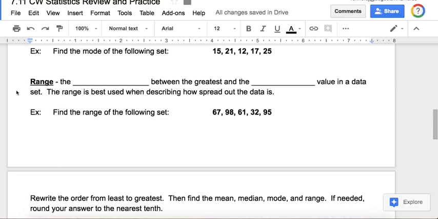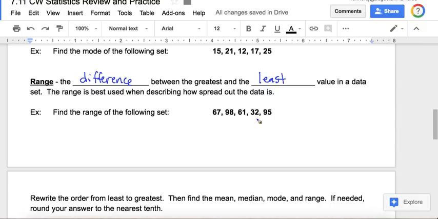And we have the range. So the range is the difference between the greatest and the least value in the data set. So that means what does difference mean? Subtract. So you're subtracting the greatest minus the least value. So range is best used when describing how spread out the data is.